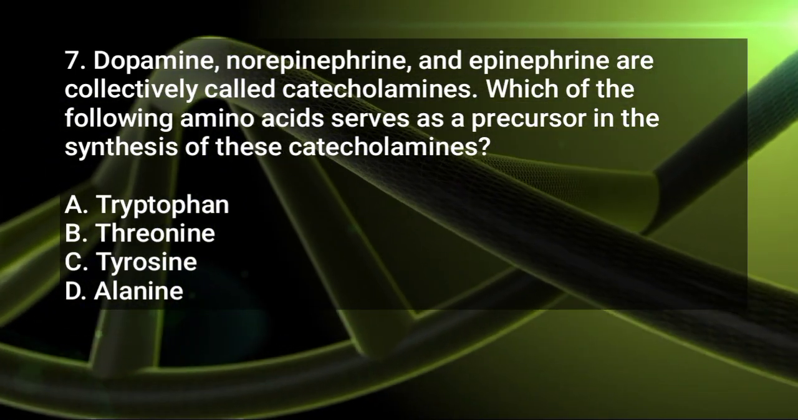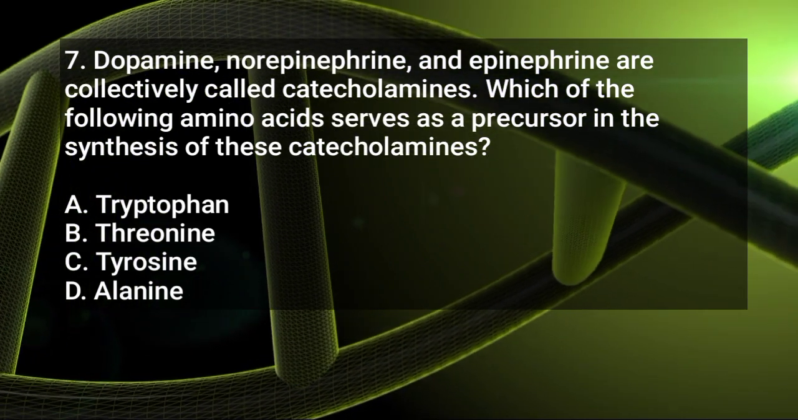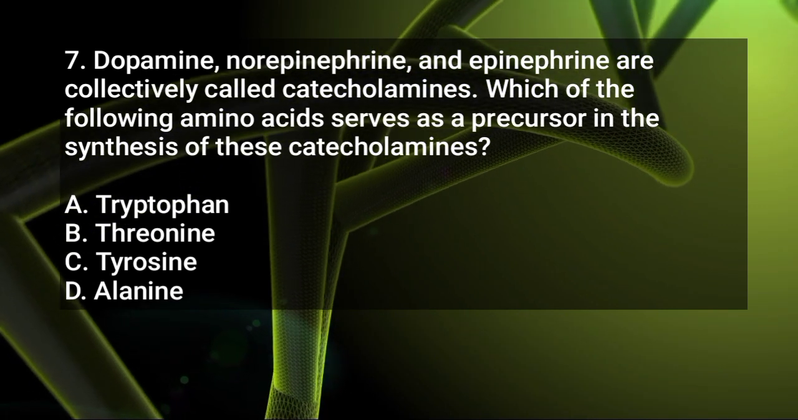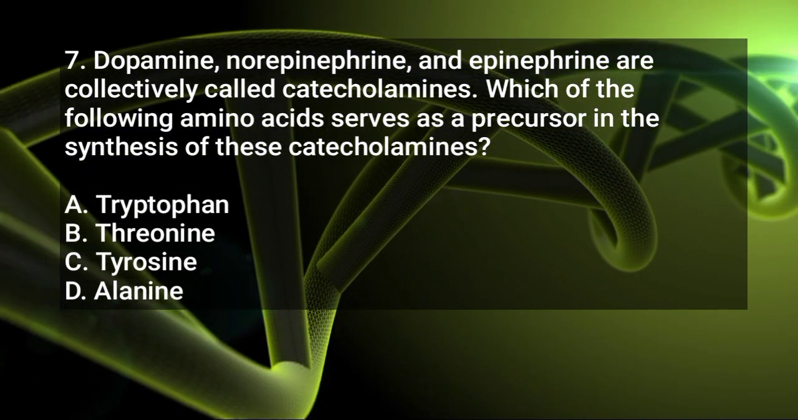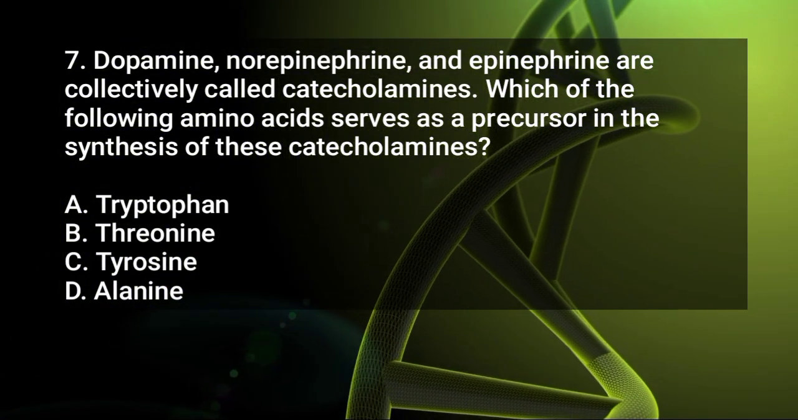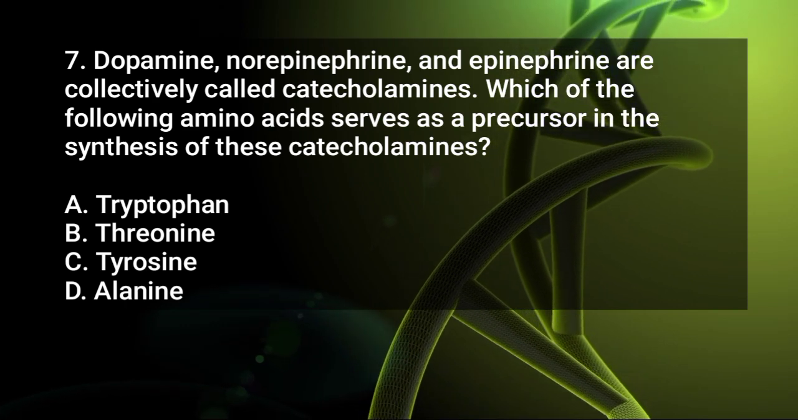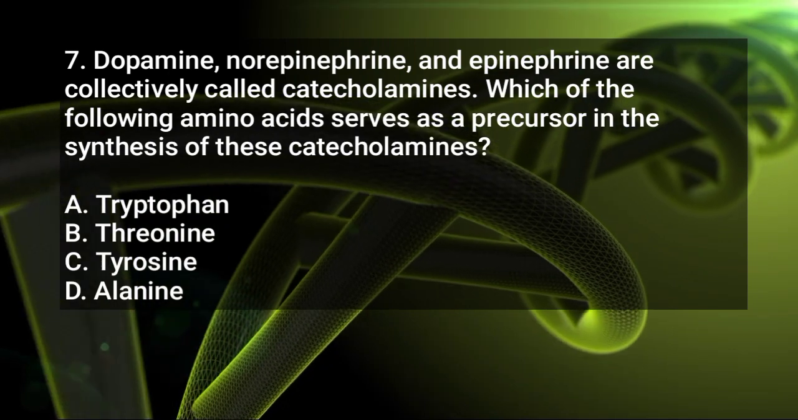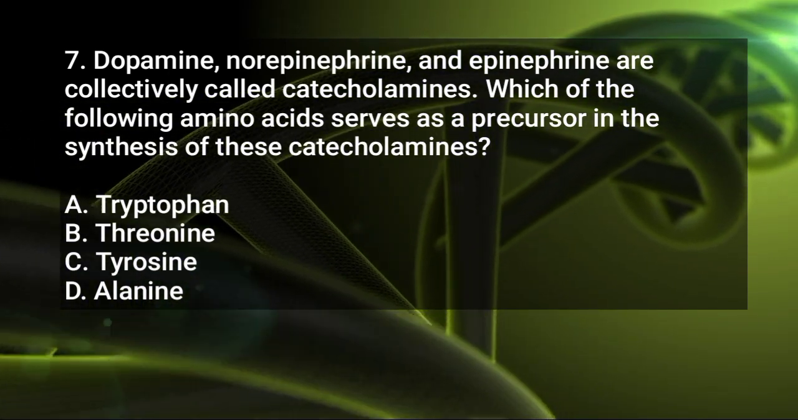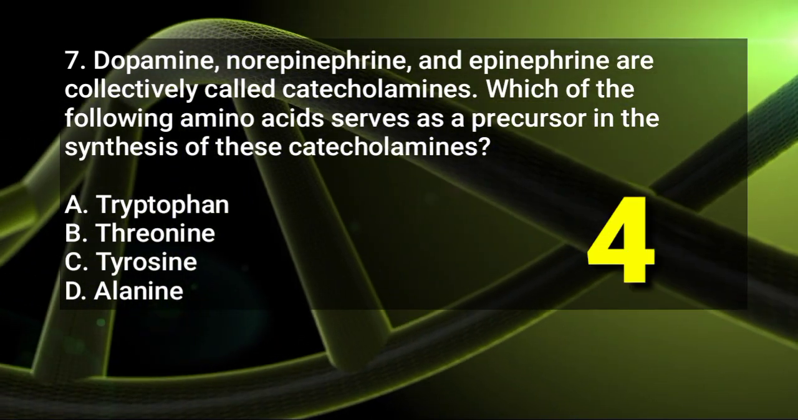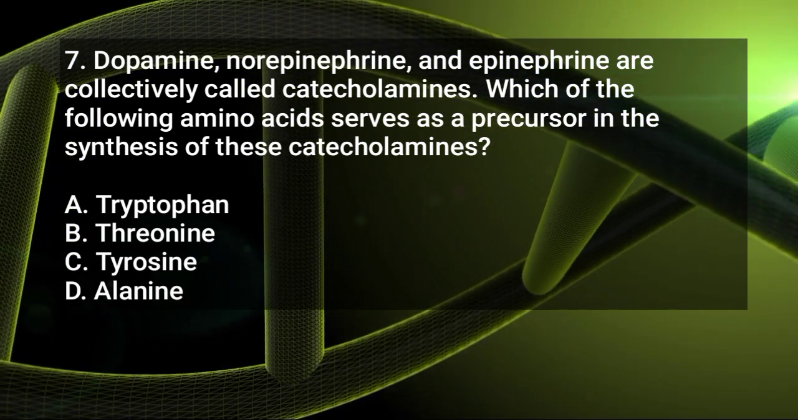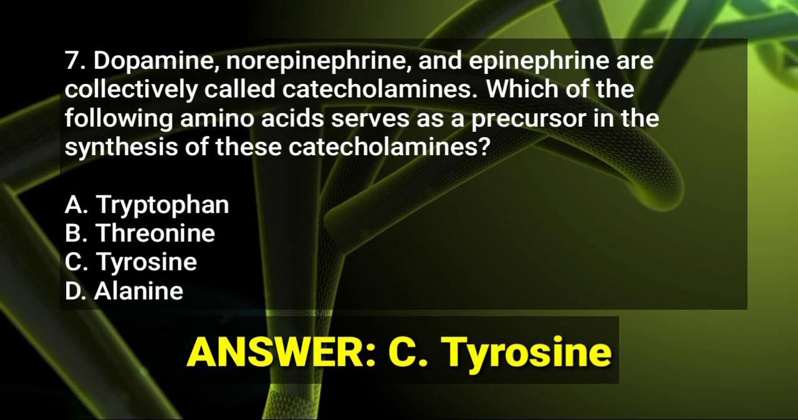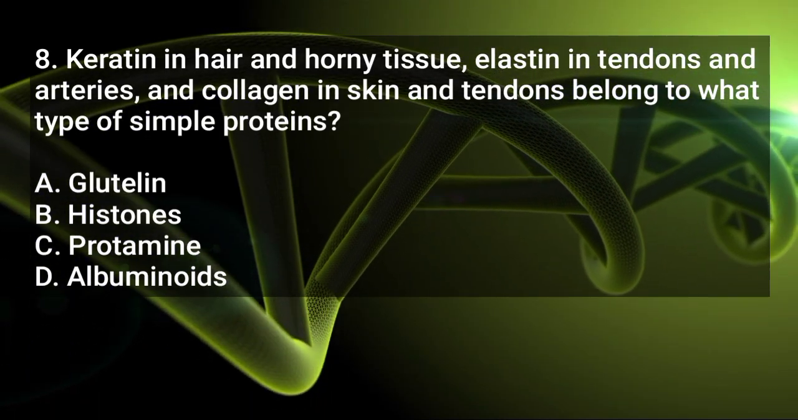Question number 7. Dopamine, norepinephrine, and epinephrine are collectively called catecholamines. Which of the following amino acids serves as a precursor in the synthesis of these catecholamines? A. Tryptophan. B. Threonine. C. Tyrosine. D. Alanine. Answer: C. Tyrosine.